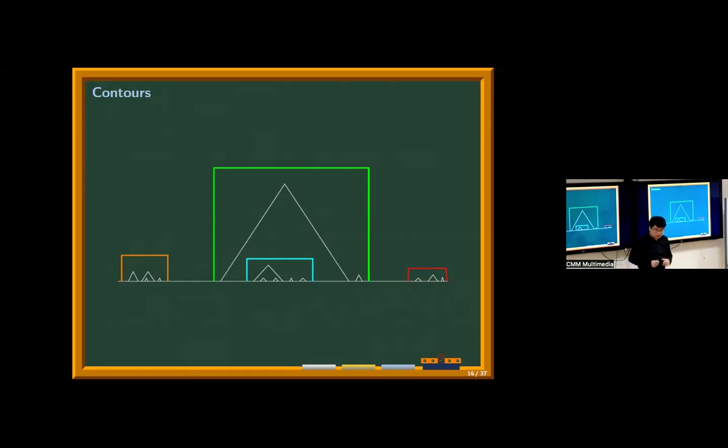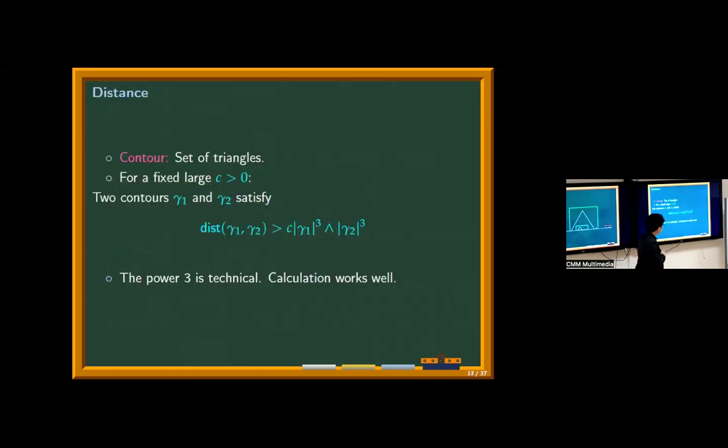So basically what we have to do here is that two sets of triangles make different contours if they are far from each other. I'm going to give precisely what far means here. Okay. So if they are too close, I consider just one big contour. If you want to make two sets of triangles different contours, they should be very far. Okay. What does far mean? Far means that for two given contours, gamma one, gamma two, they should satisfy that the distance should be larger than some constant.